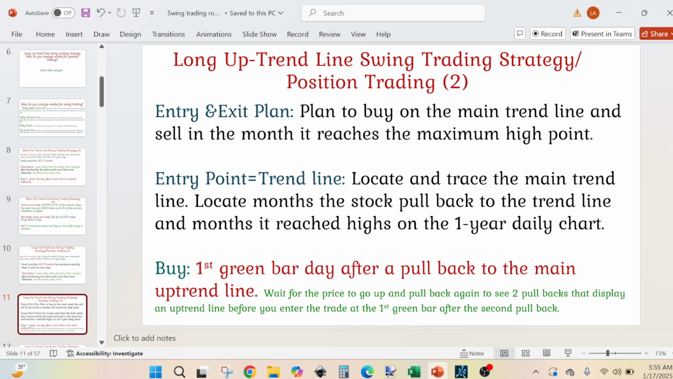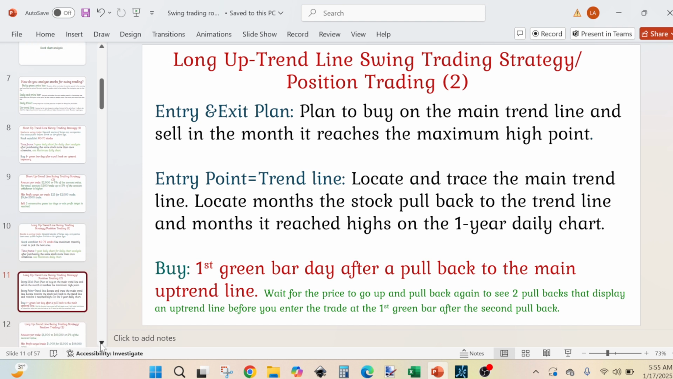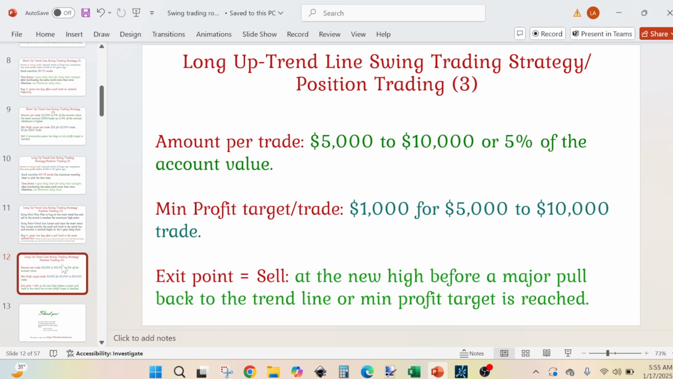We choose our trend line, we'll buy, and then we will sell when it reaches a new high or our minimum profit target. Because we know we are going to wait a while, we are allocating a higher dollar amount per trade, 5% of your account value will be the way to calculate it, and targeting a higher profit as well.